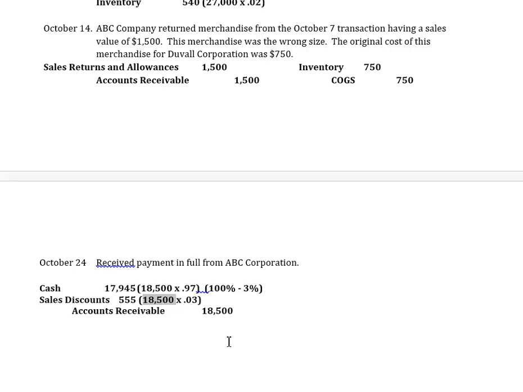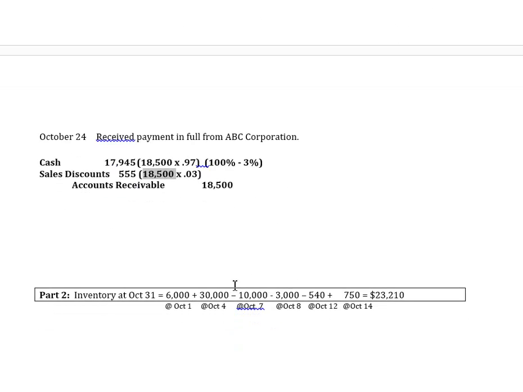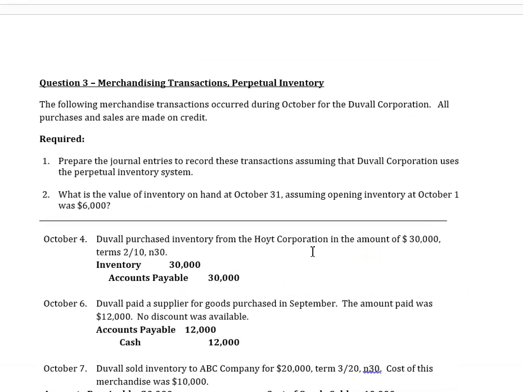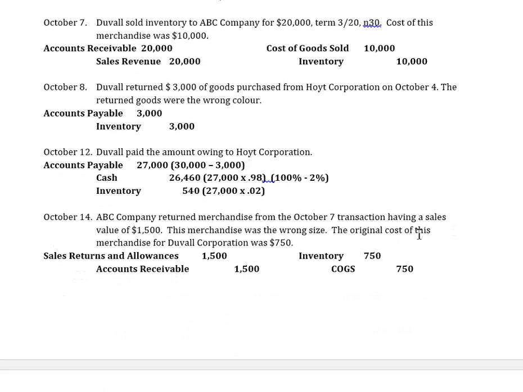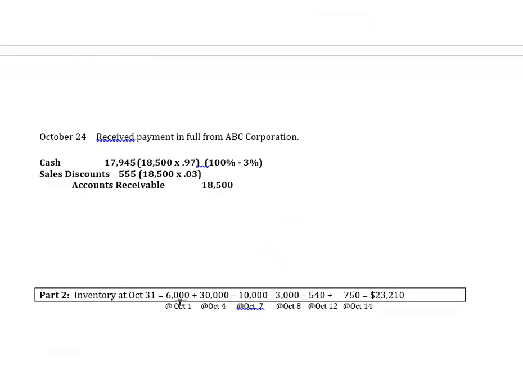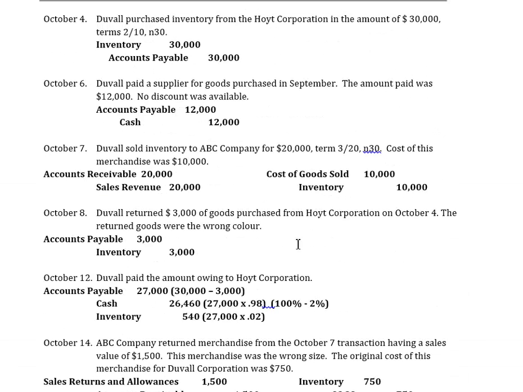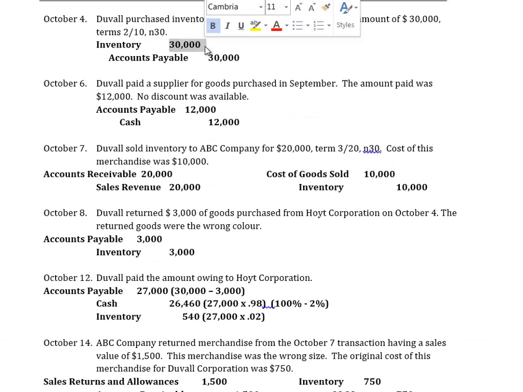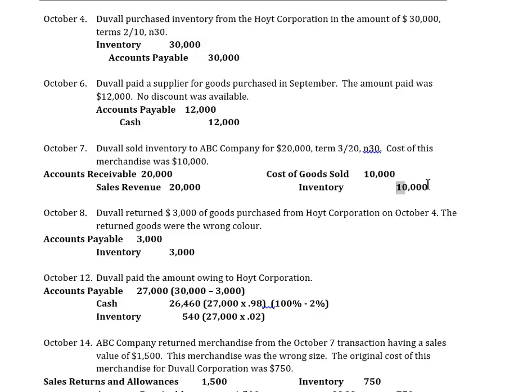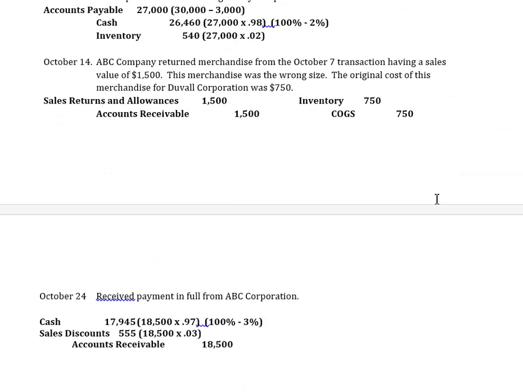So now, what I asked you to do in part 2 is to calculate the October 31st inventory balance, given everything that's happened. But you'll remember in the question, I asked you to assume that at October 1st, you had beginning inventory of $6,000. So what happened? Our inventory started at $6,000, but don't forget, on October the 4th, we bought inventory of $30,000. We also cleared off inventory on October 7th of $10,000, right?